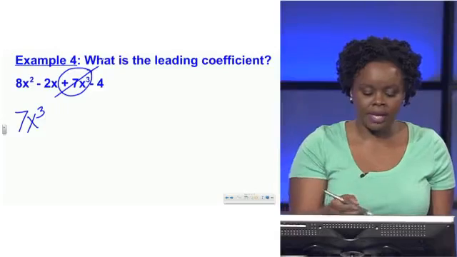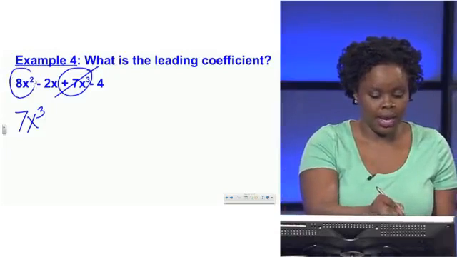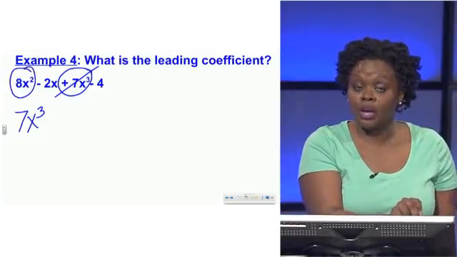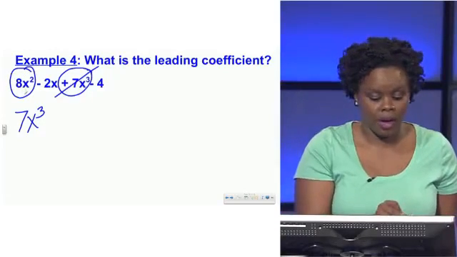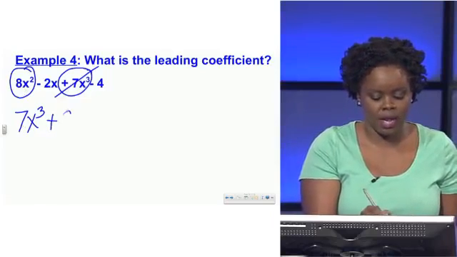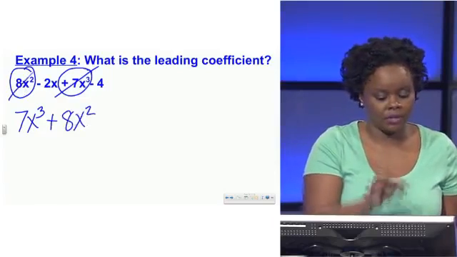Alrighty, so 7x cubed, and I've handled it, so I'm going to cross it out. Then going down the line, I see I have an exponent of 2, this 8x squared. And there's no sign out front, so you know from pre-algebra that means it's positive. Okay, so I can write this as 7x cubed plus 8x squared. Alrighty, and I've handled that.